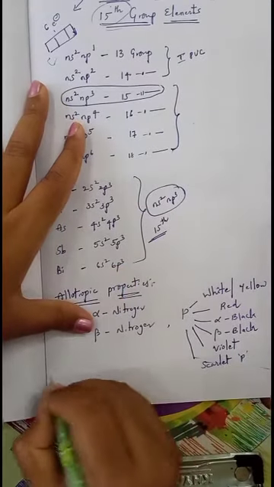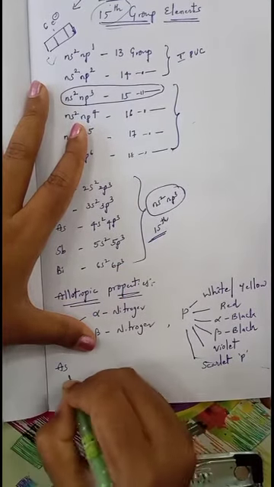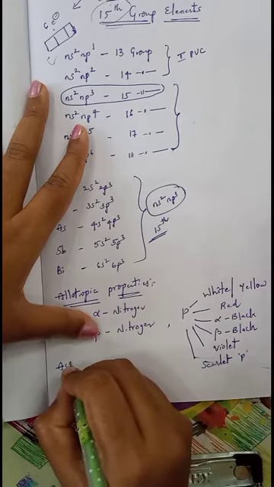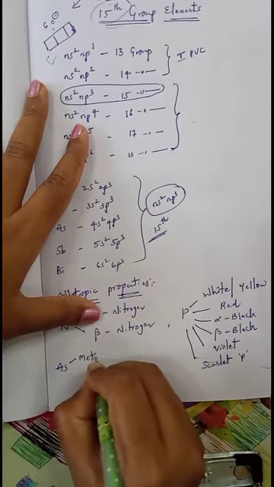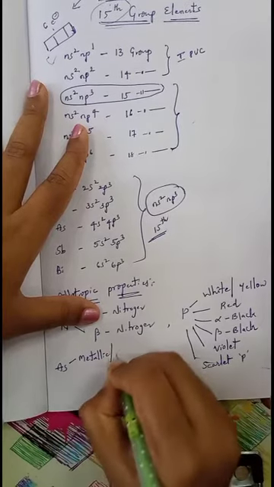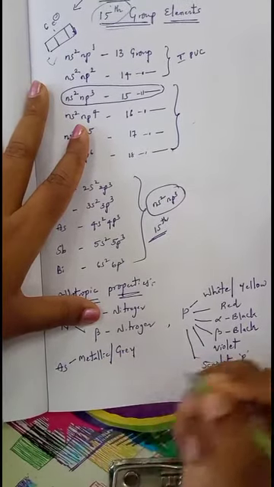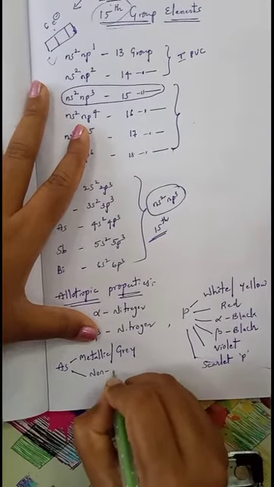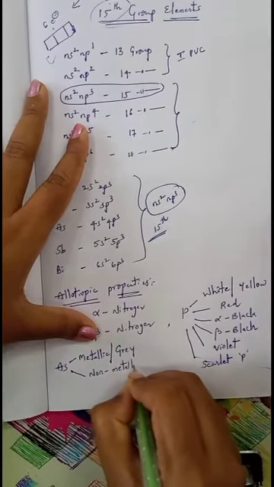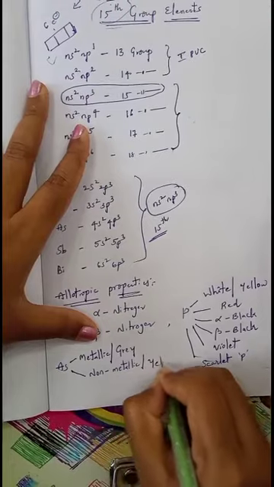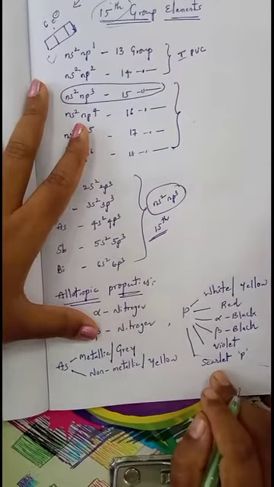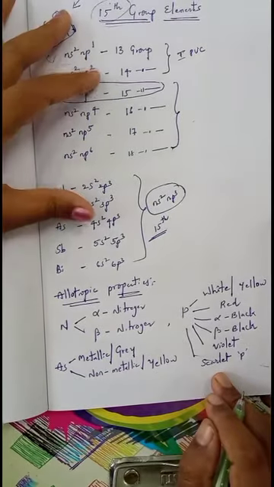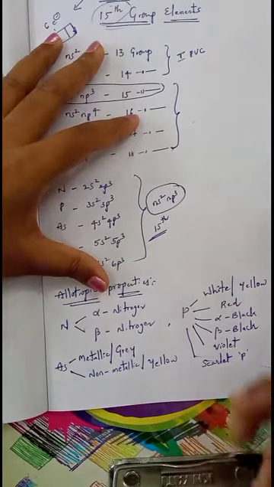Now we will discuss arsenic. Arsenic can exist in two important allotropic forms. The first one is metallic, also known as grey arsenic. The next one is non-metallic, which is also known as yellow arsenic or black arsenic.